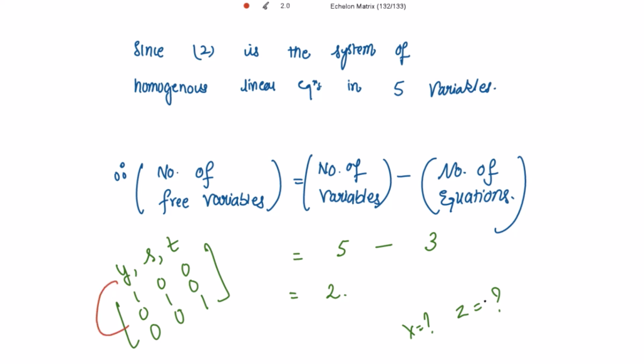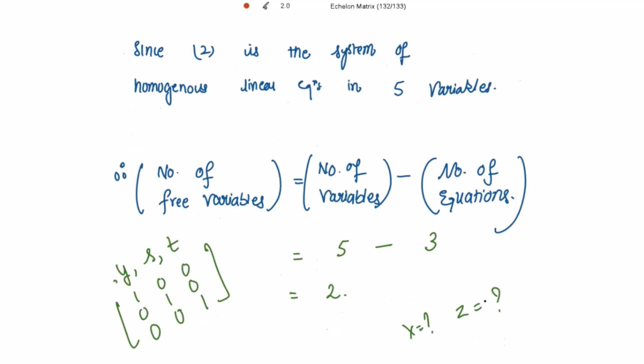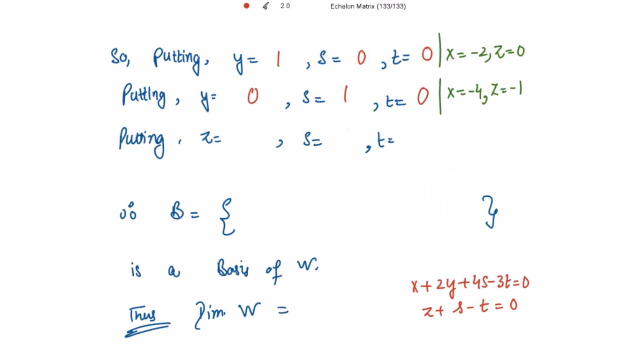So for these values, we are getting the value of x as -2 and the value of z as 0. Similarly, now y is taking the value 0, s is 1 and t is 0. Let's put these values into these equations. From the first equation, we get x plus 4 equal to 0. That means x is -4. From the second equation, we get z plus 1 equal to 0. That is z equal to -1. So x is -4 and z is -1. And at last, y is 0, s is 0 and t is 1. So when putting these values into these equations, we get the value of x equal to 3 and the value of z is 1.